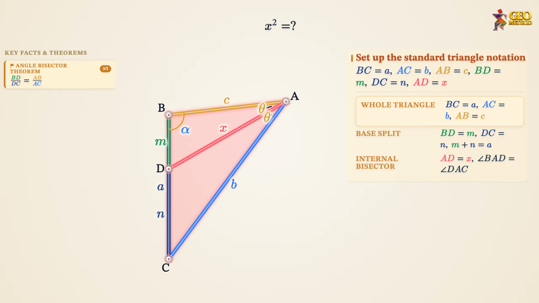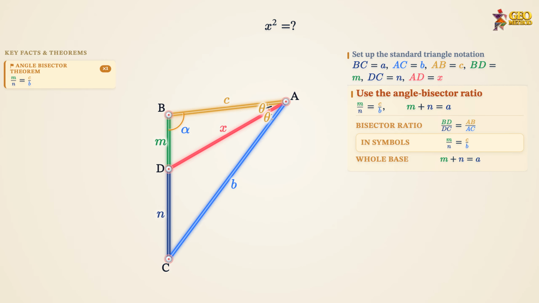In triangle ABC, point D lies on segment BC, and segment AD is the internal angle bisector. Write segment BC as a, segment AC as b, and segment AB as c. These are the sides opposite A, B, and C respectively. The base pieces, segment BD and segment DC, are m and n, and the bisector segment AD is x.